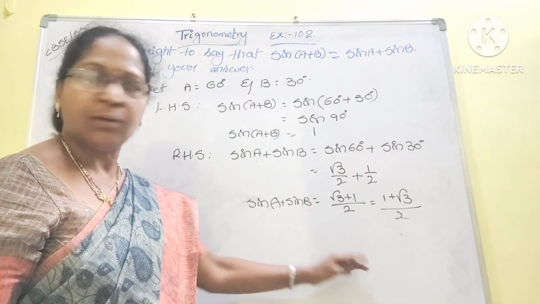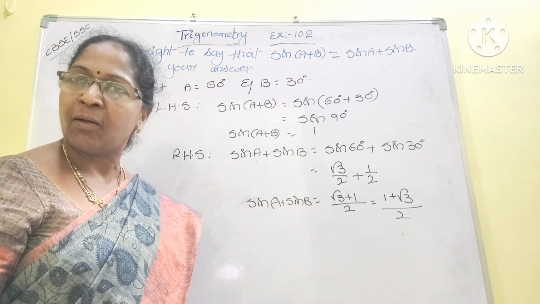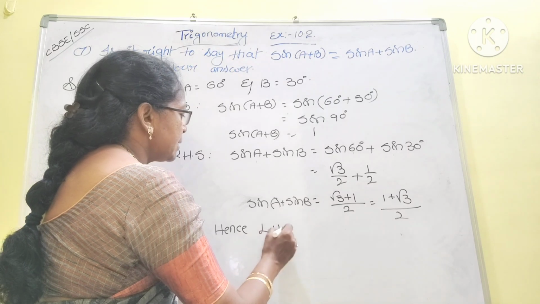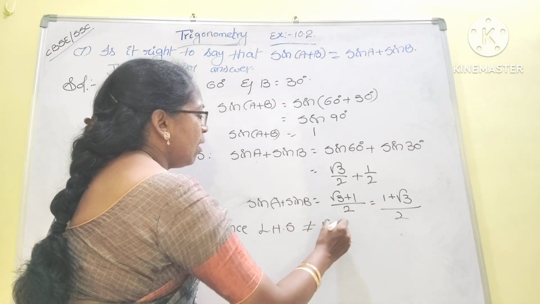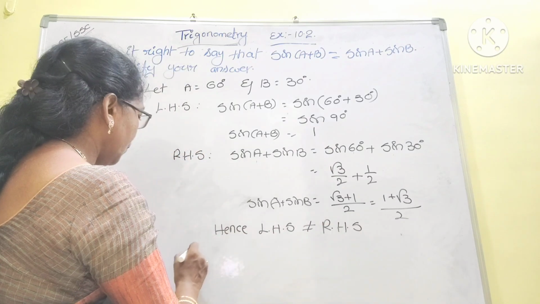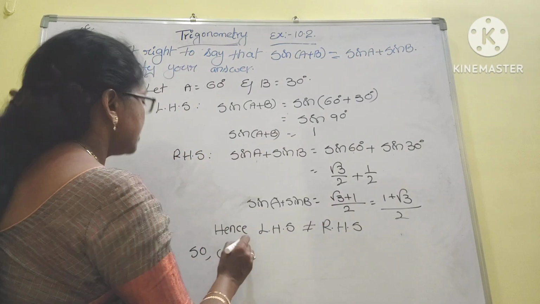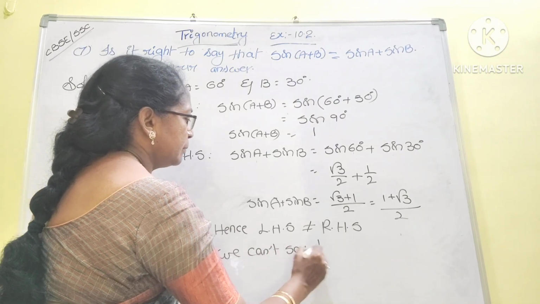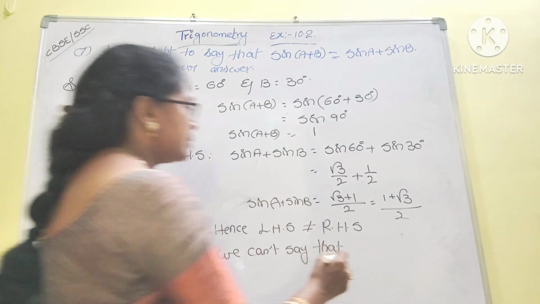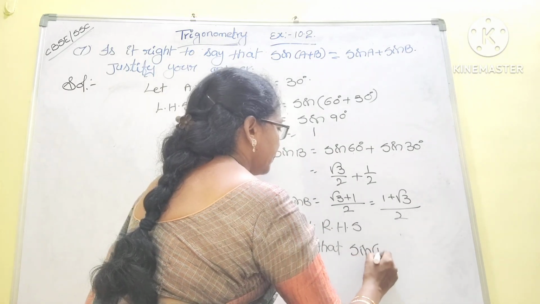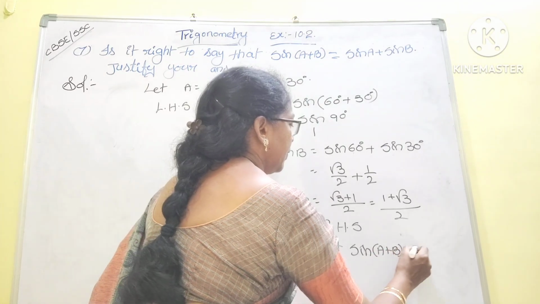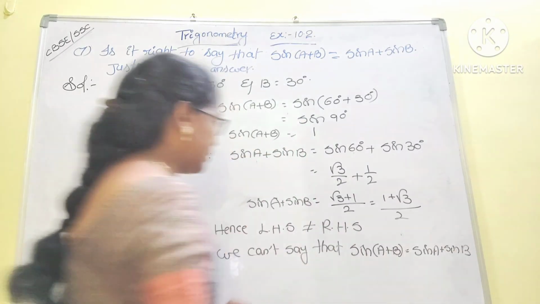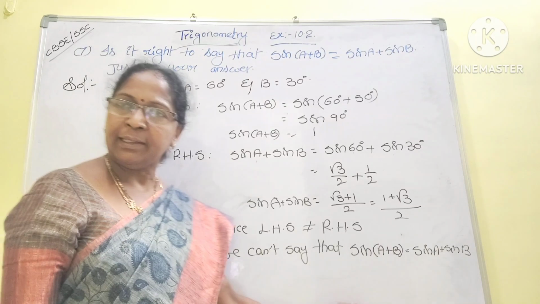Just if you observe here, LHS value and RHS value both are not equal. Hence, you can conclude that here LHS is not equal to RHS. So we cannot say that sin(A plus B) equal to sin A plus sin B. This is the answer. Is it clear?